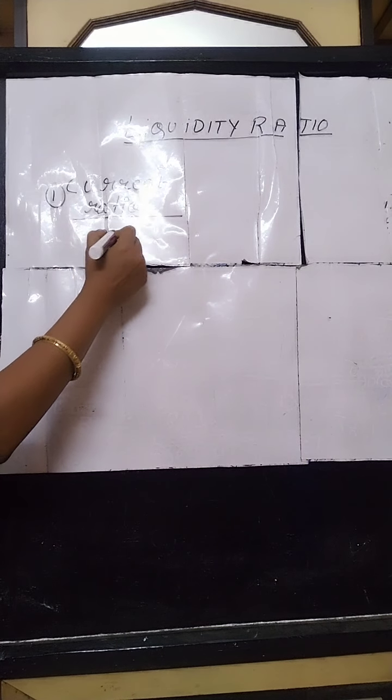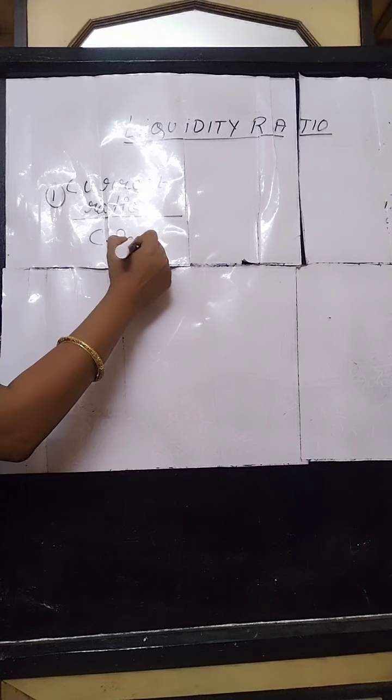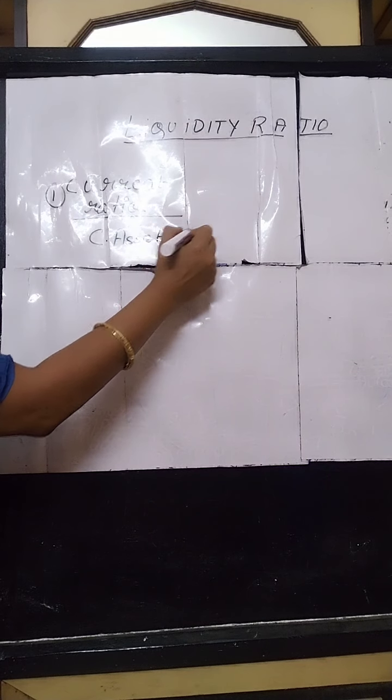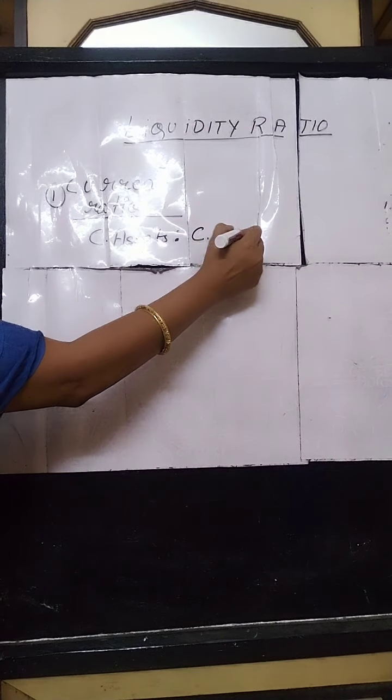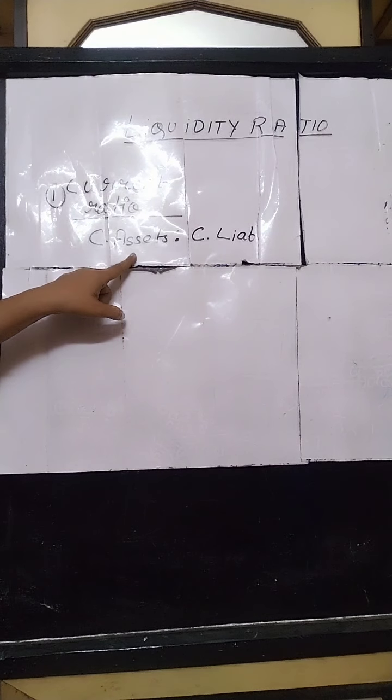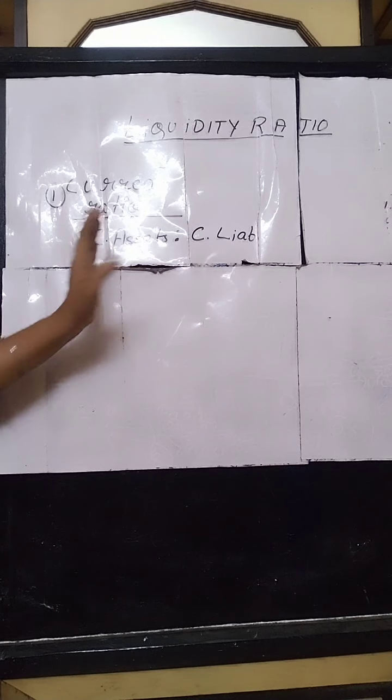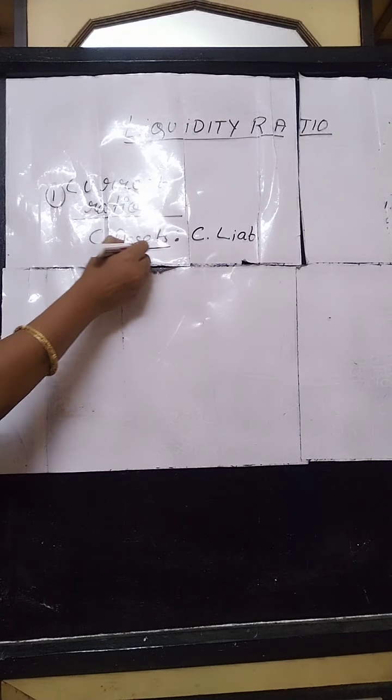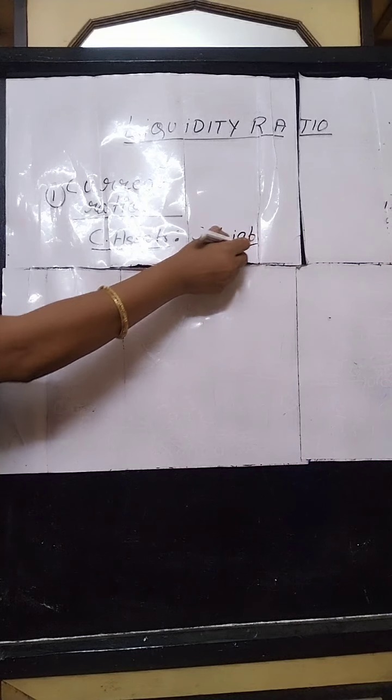Current ratio is just the ratio of current assets to current liabilities. I also told you that the firm must have enough current assets to pay off the current liabilities quickly. This is what was explained previously.